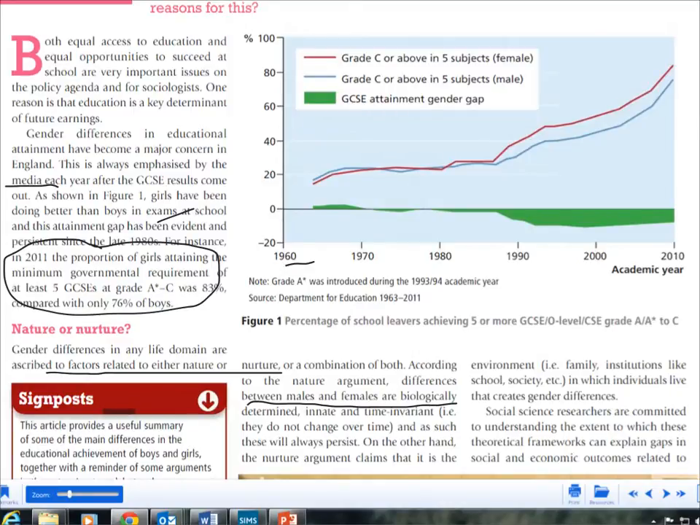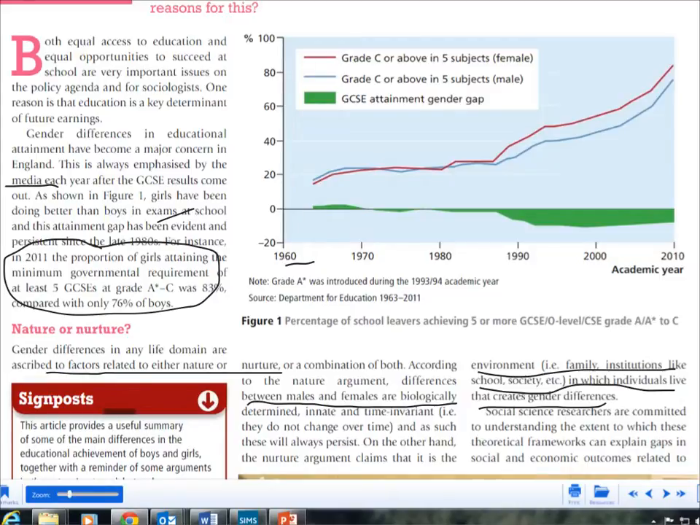On the other hand, the nurture argument claims that it's the environment, like the family institutions in which individuals live, that creates gender differences. So I'm just going to underline that, because I think that's a key summary of the opposite argument to nature. Social scientists and researchers are committed to understanding the extent to which these theoretical frameworks can explain the gaps in social and economic outcomes related to differences in educational achievement, but you can't see that bit. So that was my first reading. What I've done is I've circled a bit of research and underlined points that I think are quite important. Just looking at it, maybe I've underlined a bit too much, but it doesn't matter.